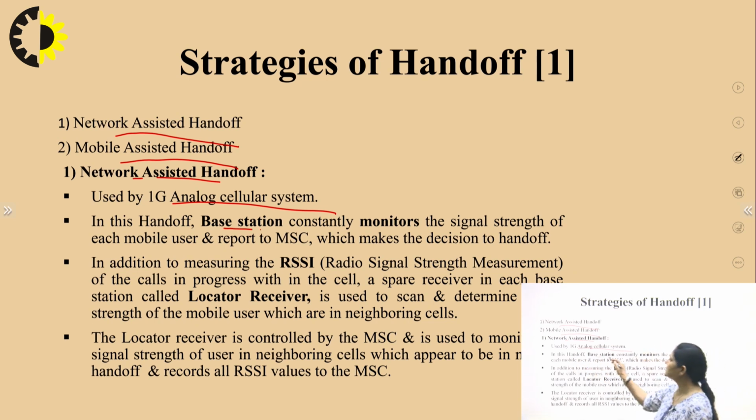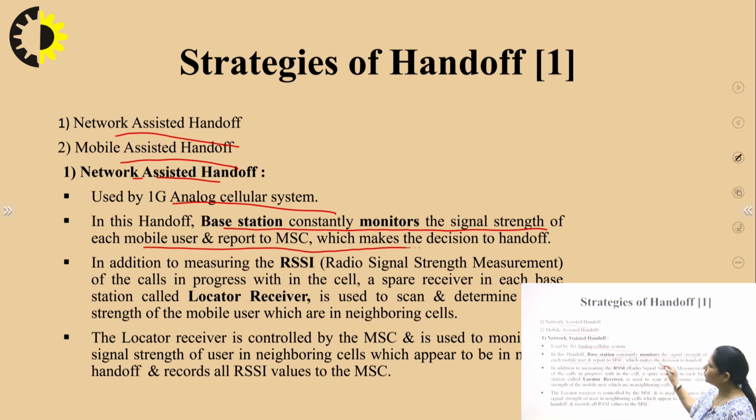In this handoff, the base station continuously monitors the signal strength of each mobile user and reports to the MSC, which makes the decision. Ultimately, the decision maker is the MSC, but who is monitoring the mobile station? The base station. The base station is continuously sending some signal to the nearest mobile stations and checking their signal strength. If the signal strength of a particular mobile station goes below a particular level, then it will inform the MSC that this mobile station is not within my range, it has moved to another location. Then accordingly, the network will decide how the handoff will occur.